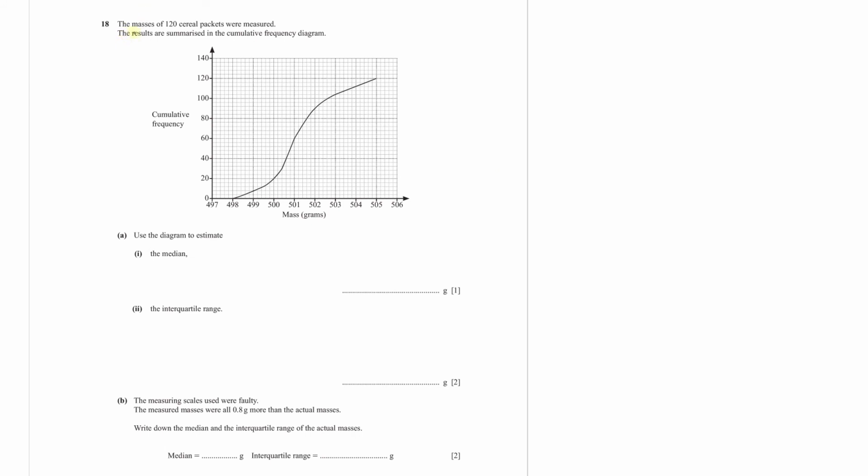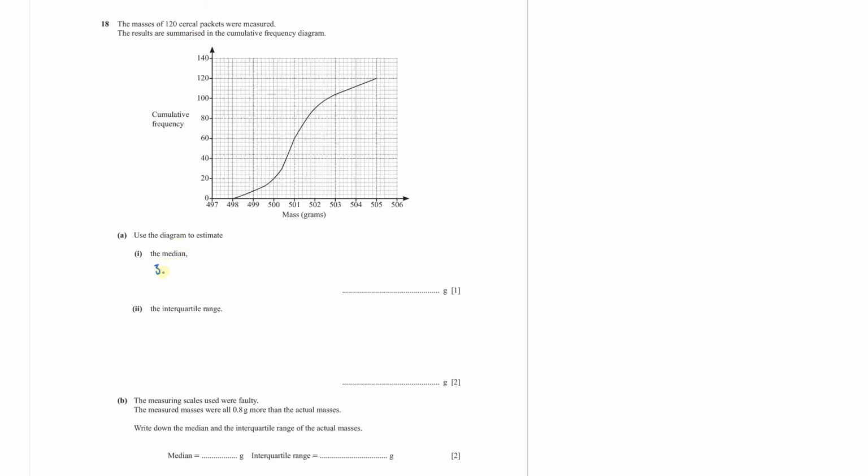The next question is, the masses of 120 cereal packets were measured. The results are summarized in the cumulative frequency diagram below. The y-axis is cumulative frequency, not frequency, and on the x-axis you have mass in grams. That means if you look at this 60 here, 60 packets had a mass of 500 grams or less out of the 120.